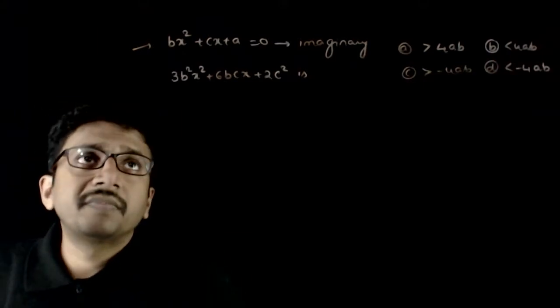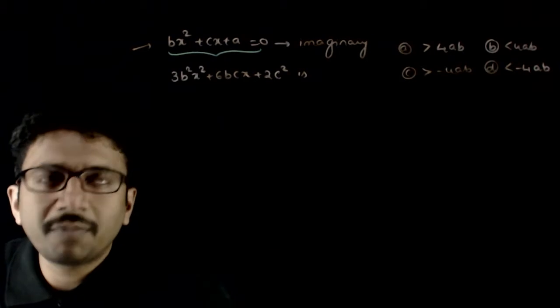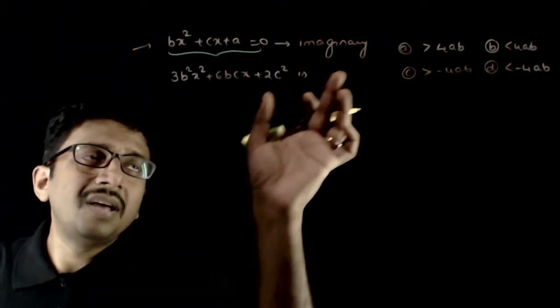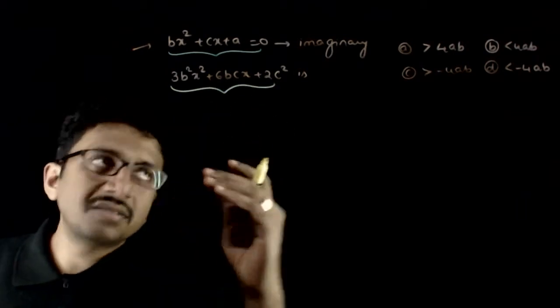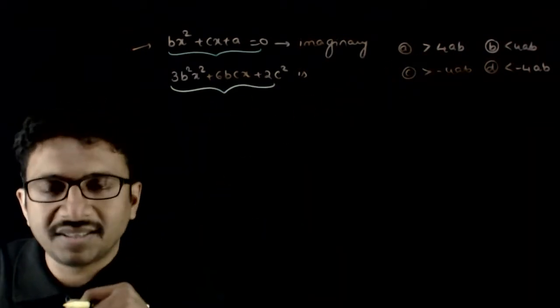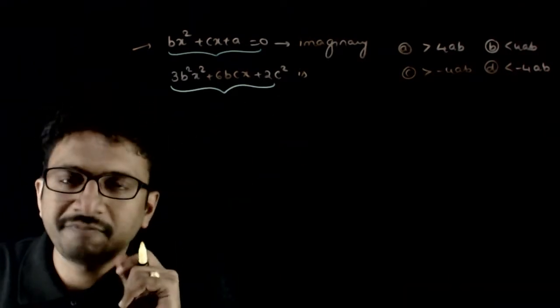So welcome students. In this question, you're given that this equation bx square plus cx plus a is equal to 0 has imaginary roots. Then the value of this expression is always greater than something, always less than something. So you're asked to find the maximum or minimum value of this expression.